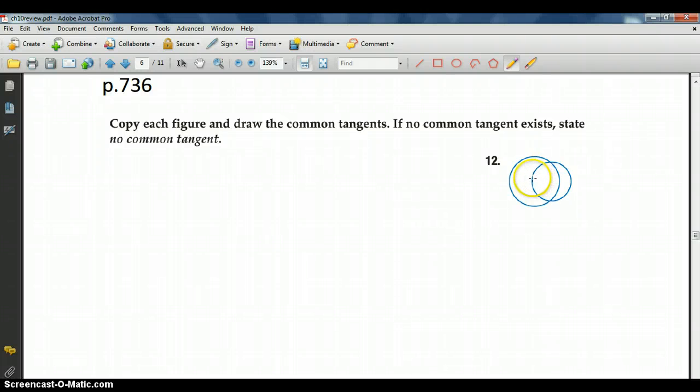Next we have number 12 from page 736. Copy each figure and draw the common tangents. If no common tangent exists, state no common tangent. A tangent is a line that intersects a circle in exactly one point. Common tangent, so if you have more than one circle, that line is going to intersect both circles, each at exactly one point.